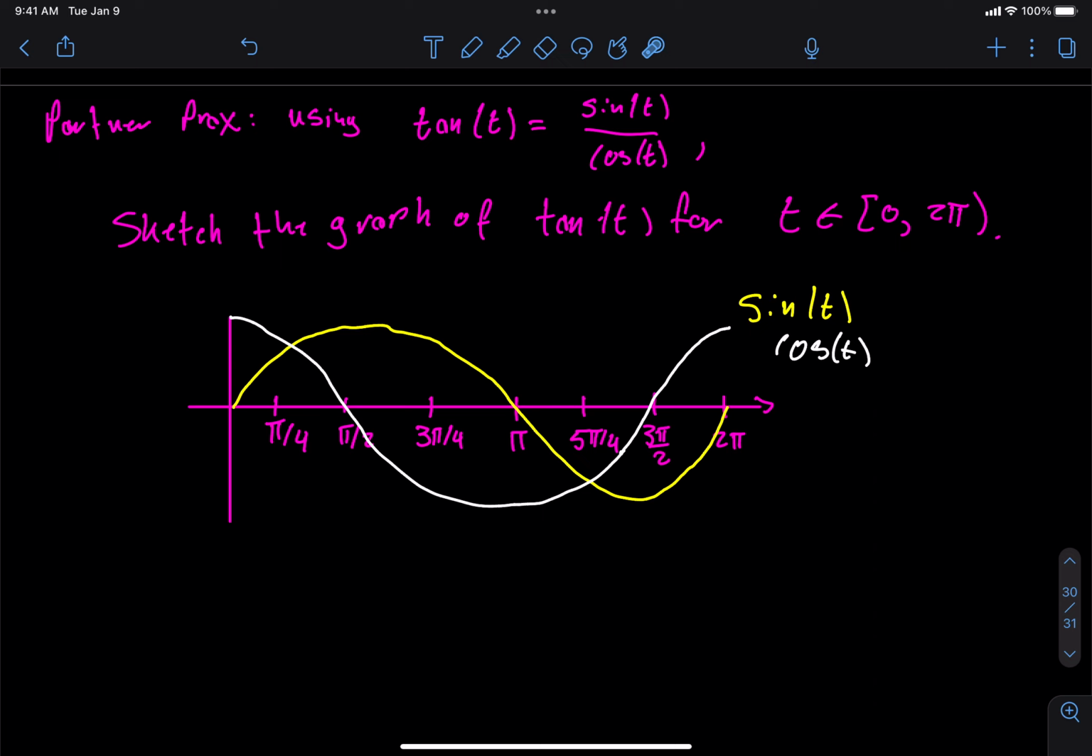Okay, now let me ask you, what would happen if I were to instead approach pi over 2, not from the left, but from the right? What happens if we take our angle closer and closer to pi over 2 that way? We get an angle like this, right? Where, again, the numerator is really close to 1. The denominator, what's it going to be? Really close to 0, but negative.